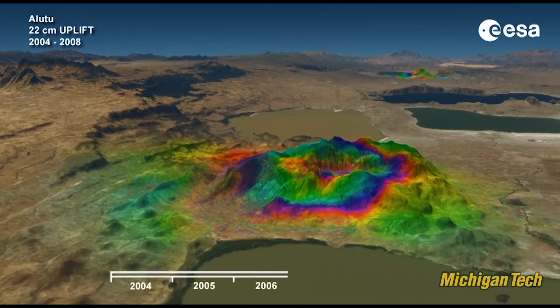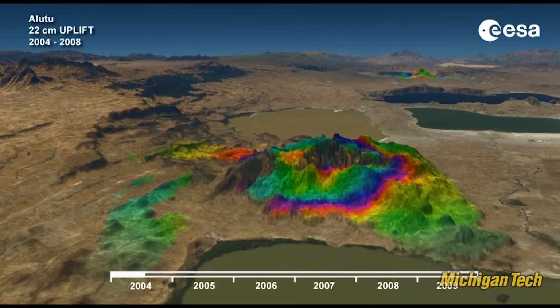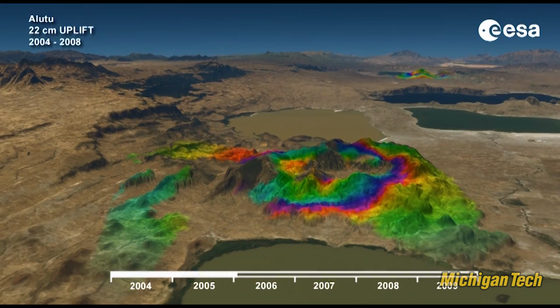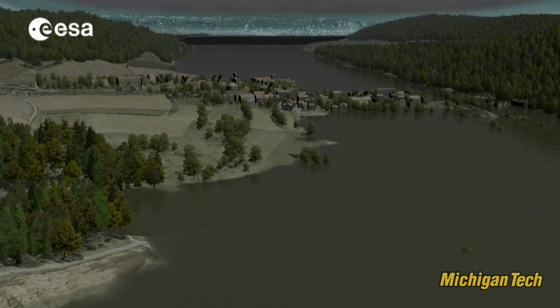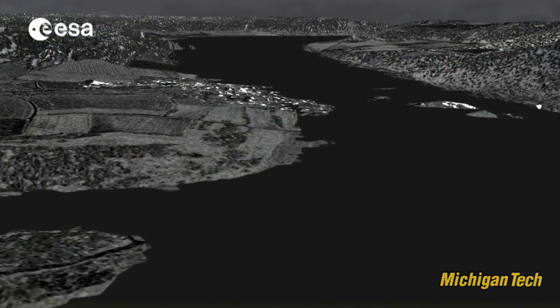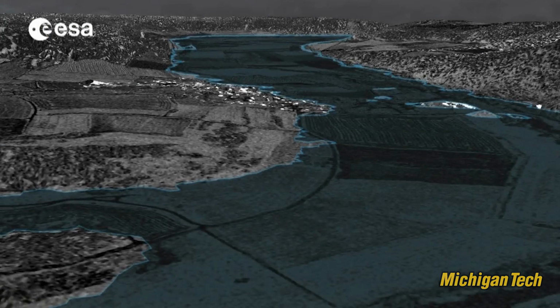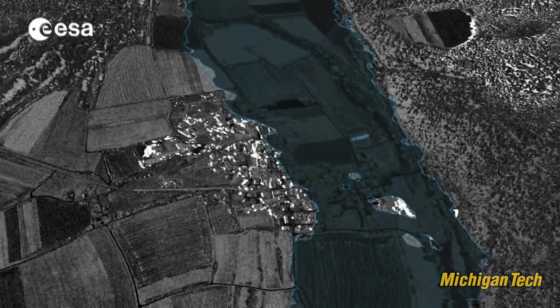So InSAR is a technique that uses multiple radar images to measure the difference in amplitude or phase of the radar images. For InSAR, they specifically use the phase, and the phase difference actually allows you to measure the displacement, or the difference in distance between the satellite and the target over time. The goal with InSAR is to use multiple images and to measure the phase displacement.